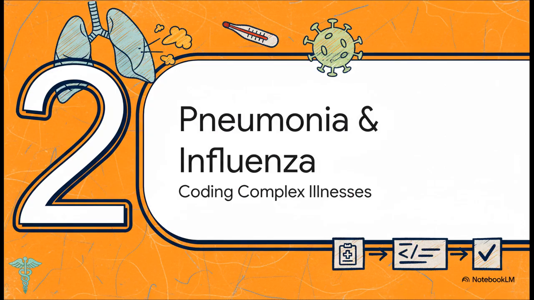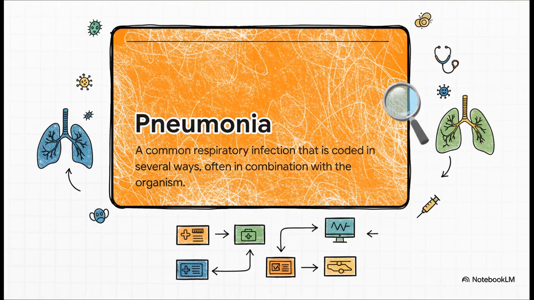Now, with that foundation in place, let's build on it by looking at two of the most common acute infections you'll run into, pneumonia and influenza. And let me tell you, just because they're common doesn't mean that coding is simple. Here's the thing you absolutely have to remember about pneumonia. It's rarely just one code. The guidelines demand that we connect the condition to whatever caused it. Was it bacterial? Was it viral? The documentation has to give us that clue so we can lock in the most specific code.